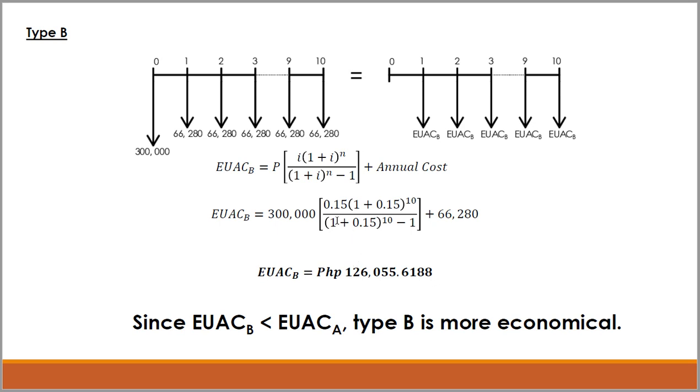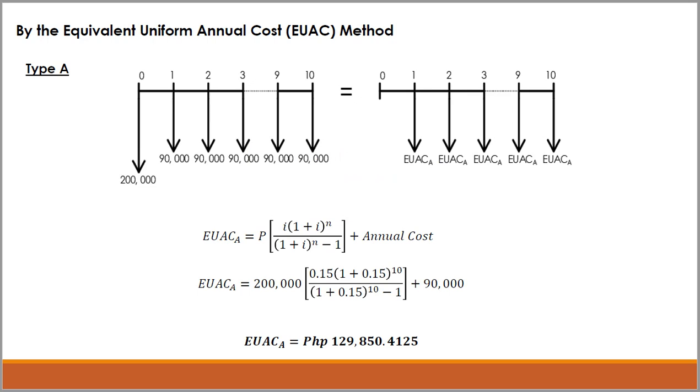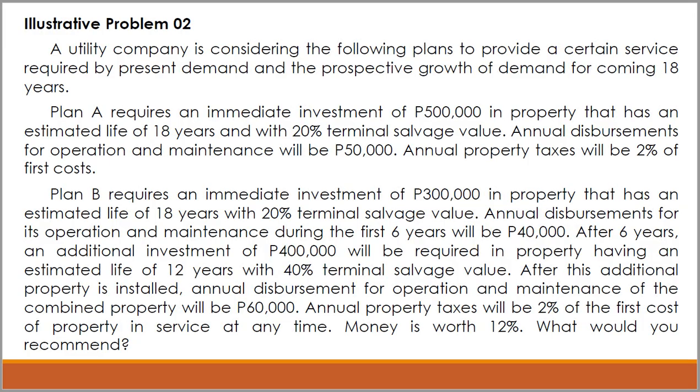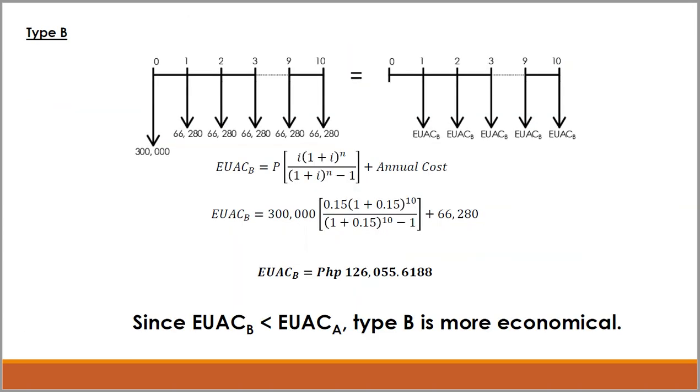So which is cheaper? Type A is 129,000, type B is 126,000. So obviously B is cheaper, so less cost. So it is selected then. Okay. So all methods tell us that type B would be selected. Okay. Problem number 2 will be presented in the next video.